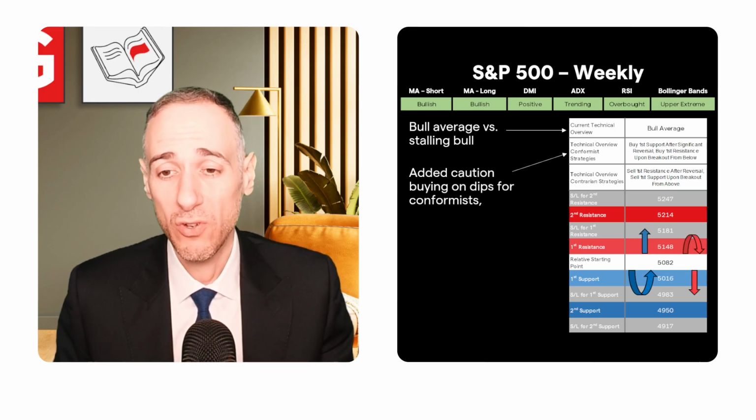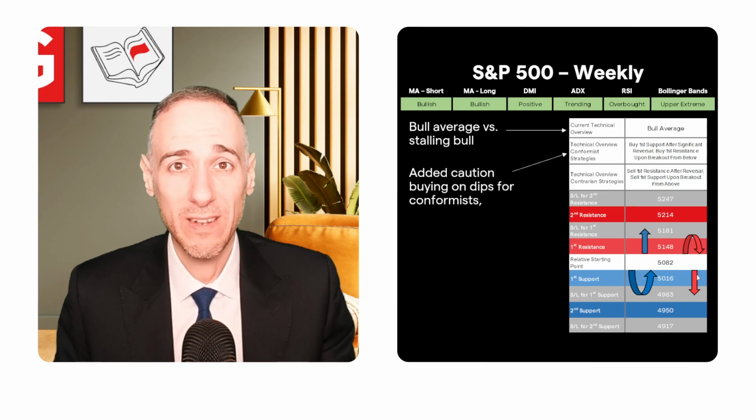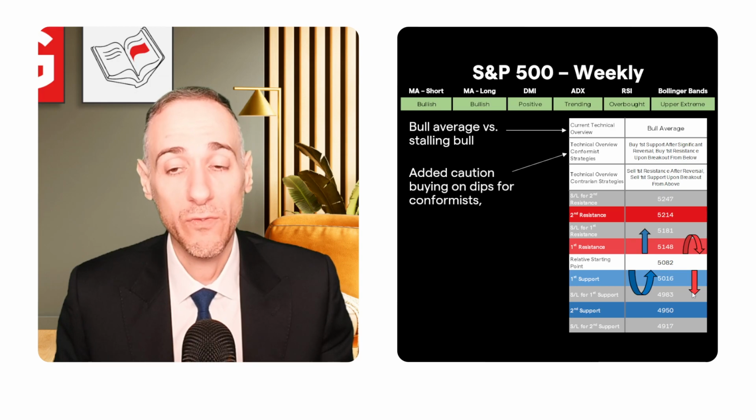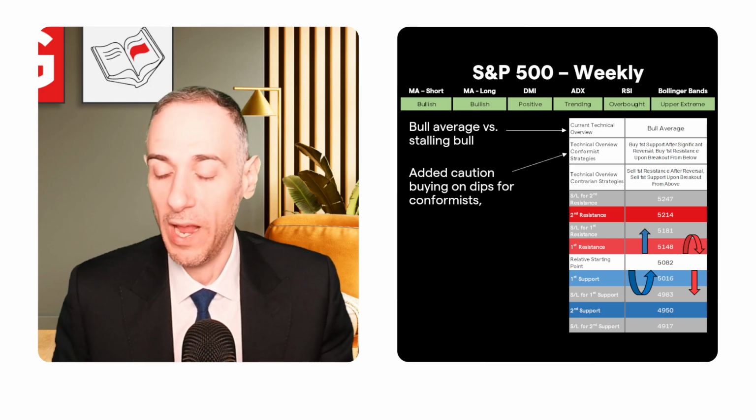Contrarians, by the way, pretty straightforward. Again, contrarian means that you're not expecting this overview to hold. You're going to see some pullback. So sell breakouts off the first support or selling after a reversal off the first resistance. So you're not fading the move, but you're going after a reversal.